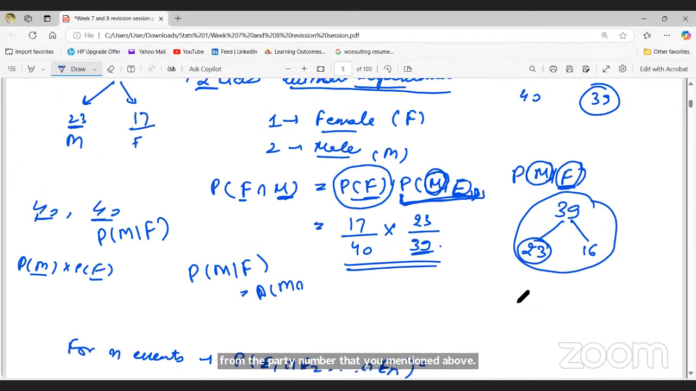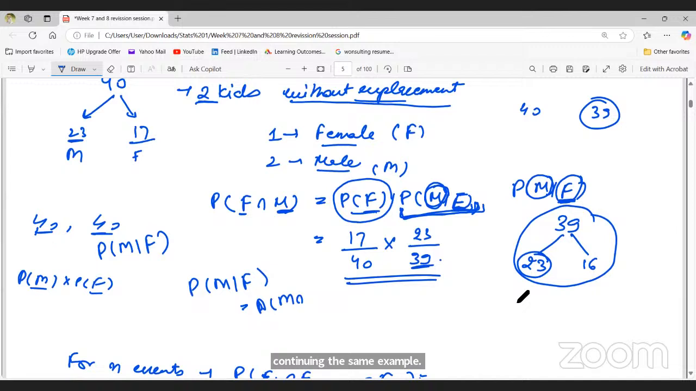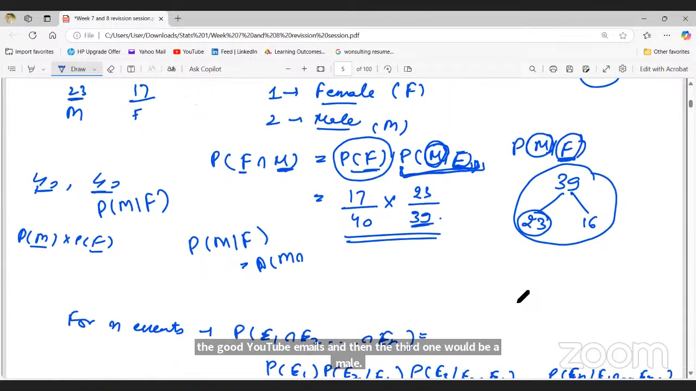Continue the same example, where we picked first a female and then a male. What is the probability? That's what we found out there. And in this case, if we are talking about three events, where the condition is, without replacement, two consecutive females and then the third one a male, would that be a suitable example?